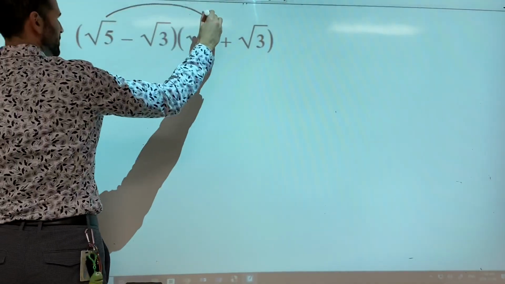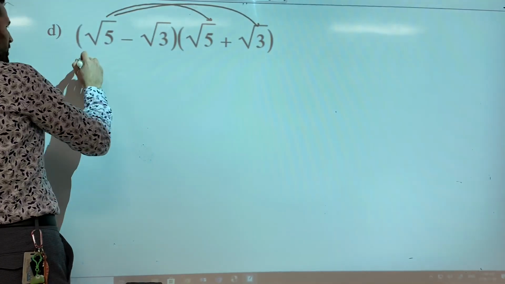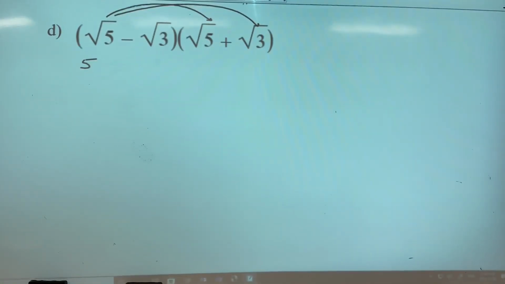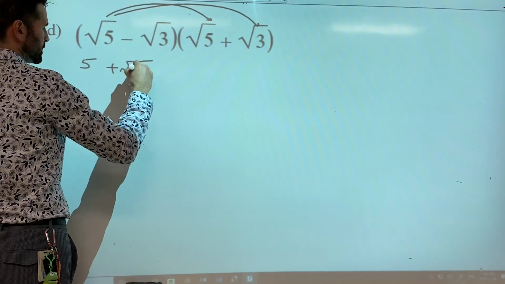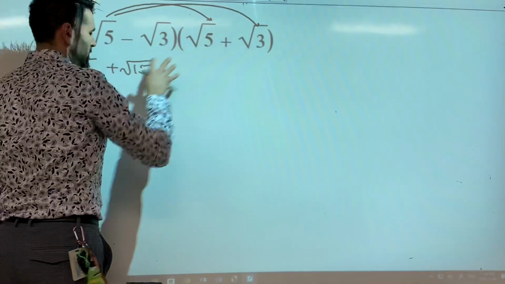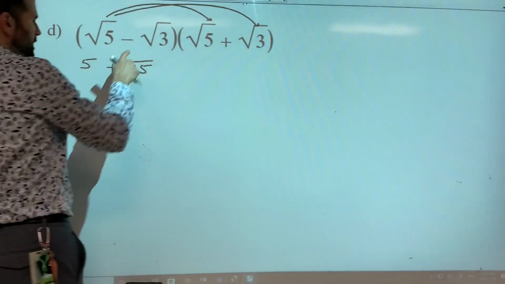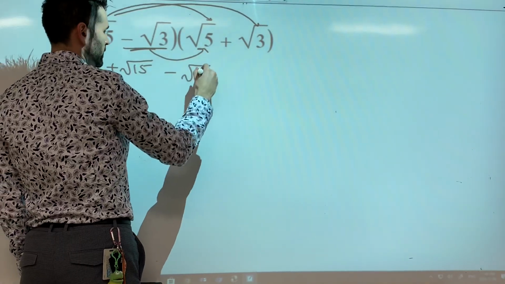Alright, here we go. This one times this one, this one times this one. So square root 5 times square root 5. I hope you're getting comfortable enough that you could just write, well, that's 5. That could save you some time, right? And then this one times this one is square root 15. I decided to multiply them together because there's no simplifying I can do. Okay? Then I'm going to get negative. So this one times that one gives me negative square root 15.